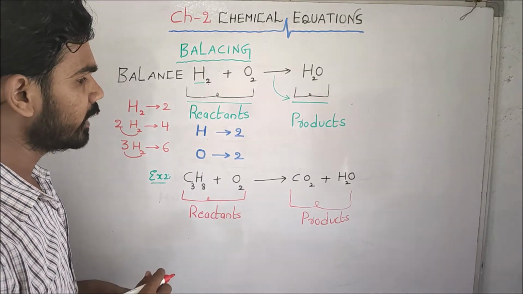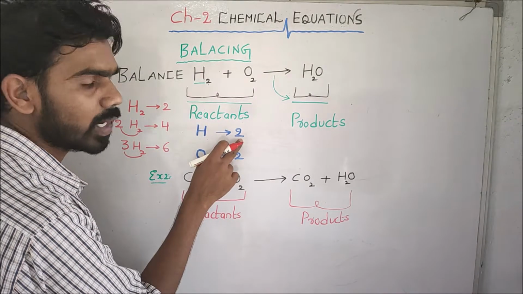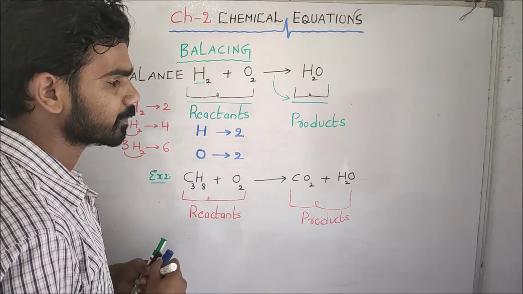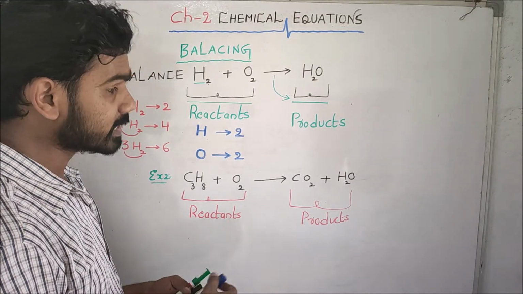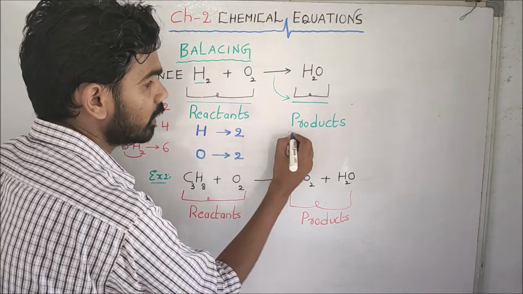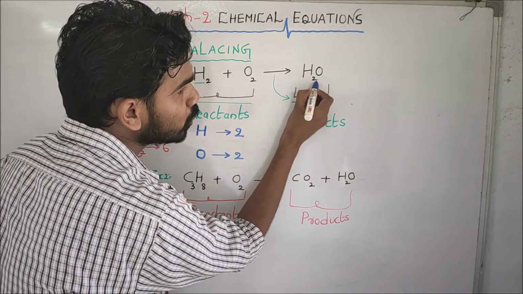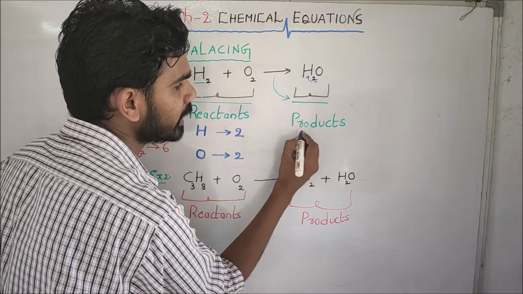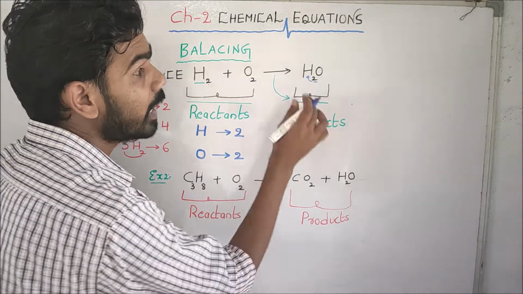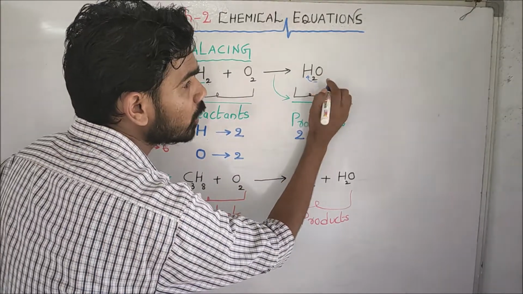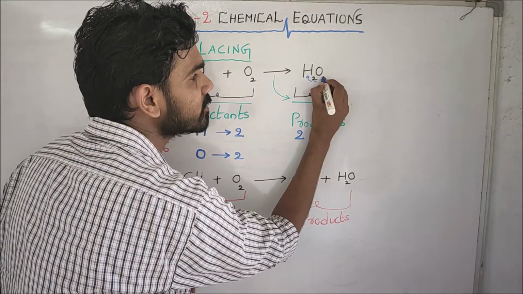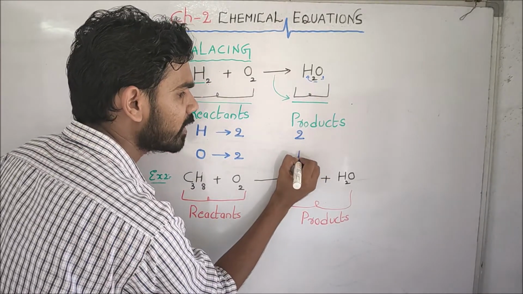Very good. Now here also H2, 2 hydrogens, O2, 2 oxygens on the reactant side. Now see on the product side how many are there? On the product side H2O. See, hydrogens are 2. The 2 belongs only to this hydrogen atom, so 2 hydrogens. And how many oxygens? Under O there is no number. When there is no number, consider it as 1. So here 1 oxygen.